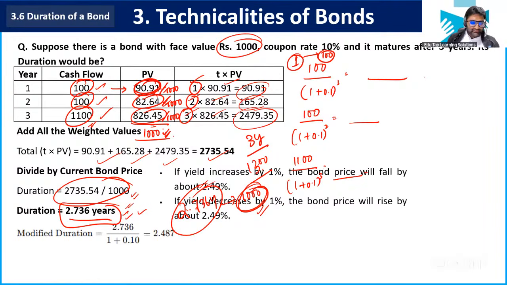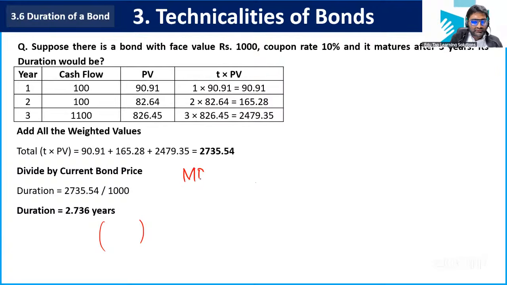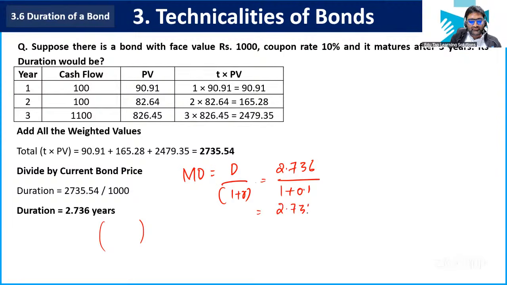Now moving ahead, I'm giving you one more term which is called modified duration. Now don't ask me from where this formula came. This is empirically derived again from the series formulas, mathematical formula that we have already seen. Modified duration is nothing but duration divided by 1 plus r. So 2.736 divided by 1 plus 0.1, so 2.736 by 1.1. Can you tell me what is the answer to this very quickly? Everybody please calculate.